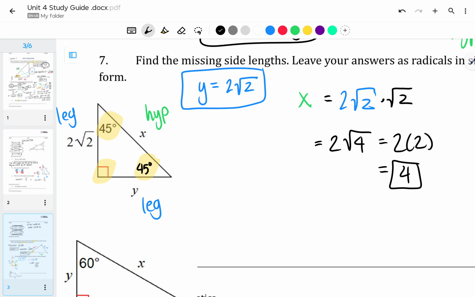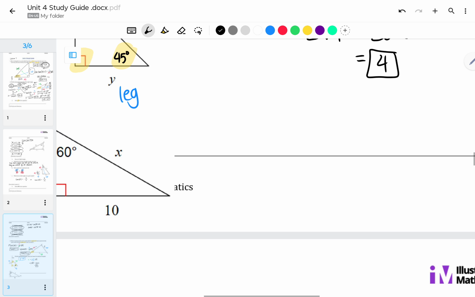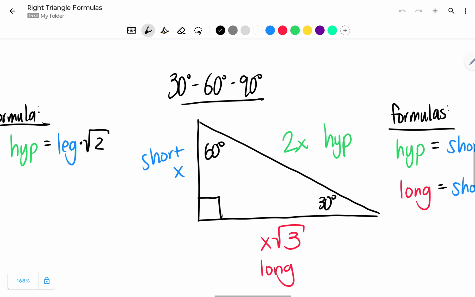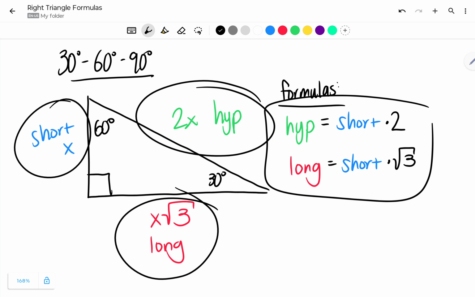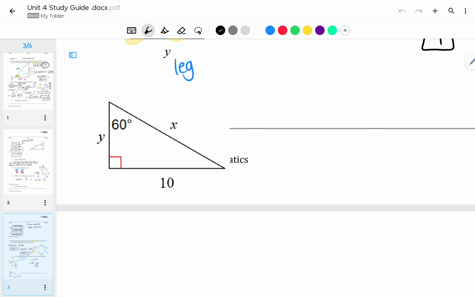Okay. What about this one again? Again, this is printed correctly for you, but I don't know, on the PDF it's a little weird. So this one we're using the other special right triangles. So we have to label it short side, long side, hypotenuse. And it comes with these two formulas. So let's go ahead and use those. Hypotenuse always stays the same across from the right angle. We have the long side. Oops, I'm still at school, guys. And then this is the short side.